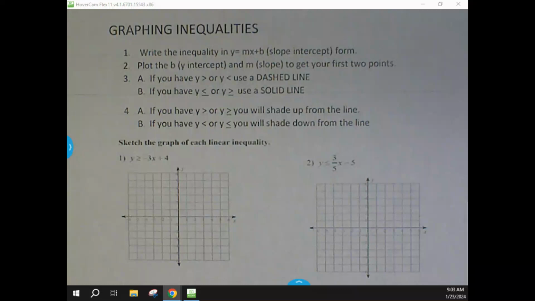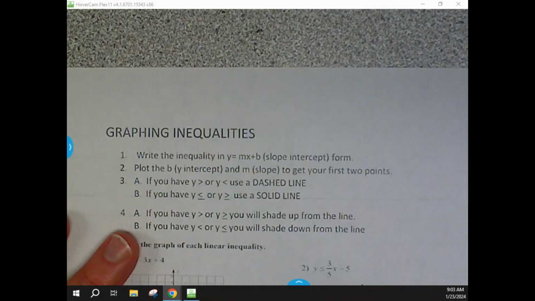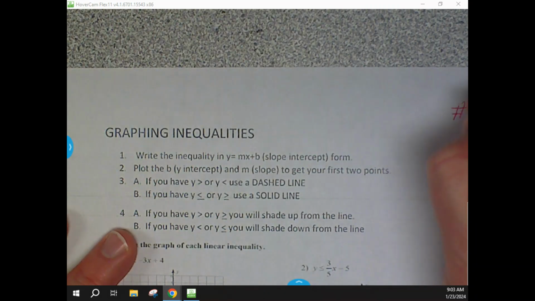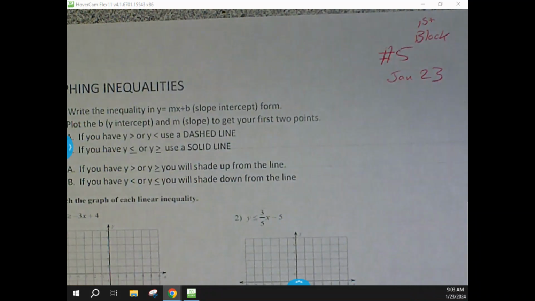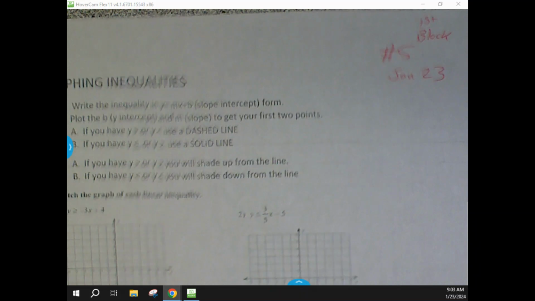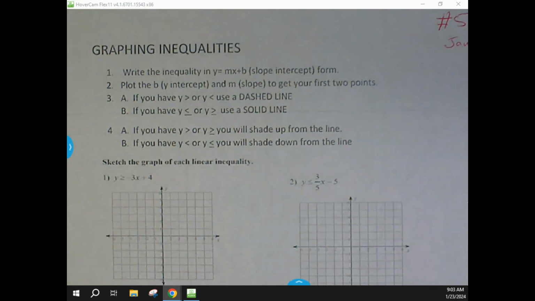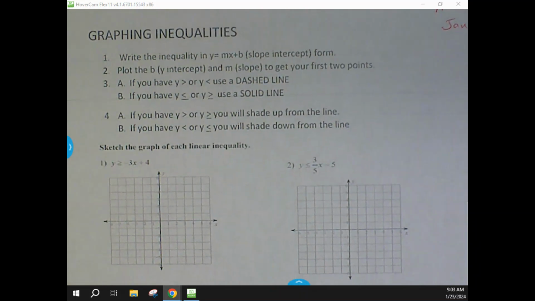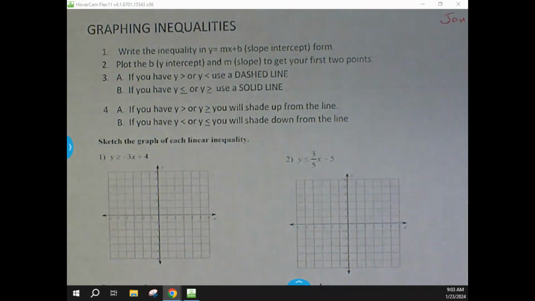All right, so as you're graphing these parts of it here, this is kind of what we're looking at. I guess if we're going to keep up with notes, this would be number 5. So the biggest thing you've got to do with these is write the inequality in y equals mx plus b form, your slope intercept, to make it easy to graph.